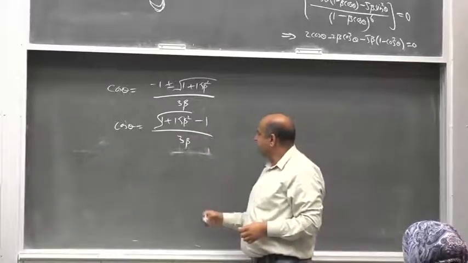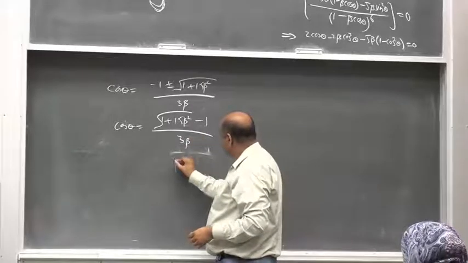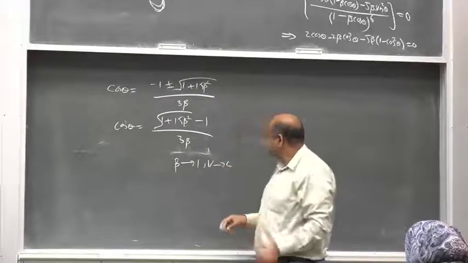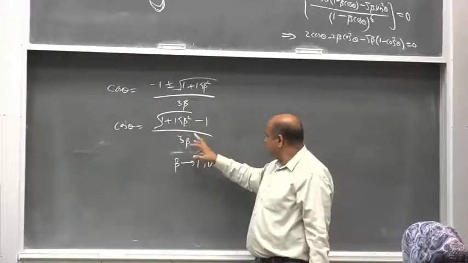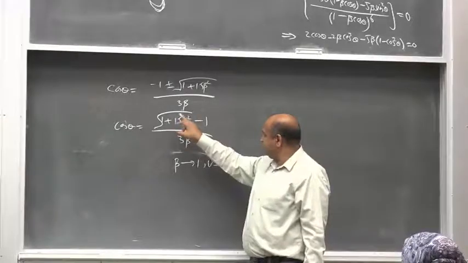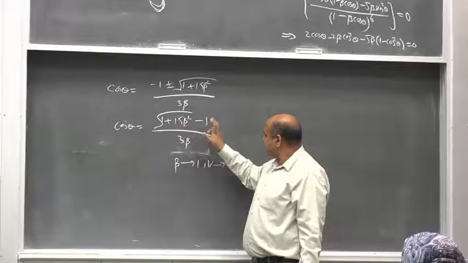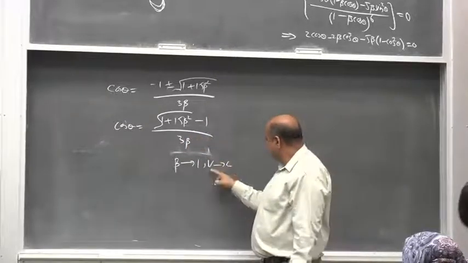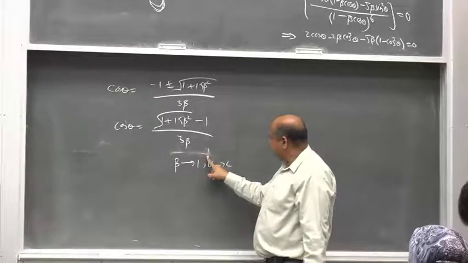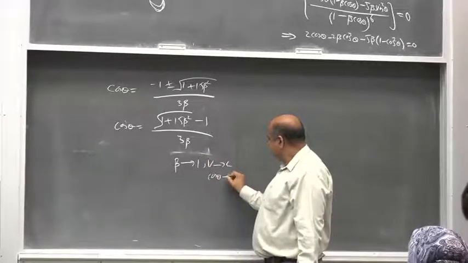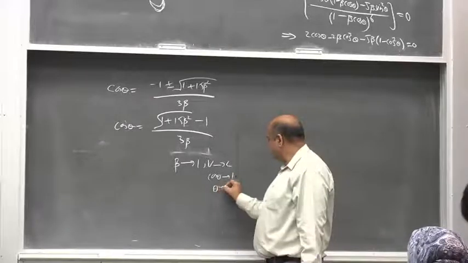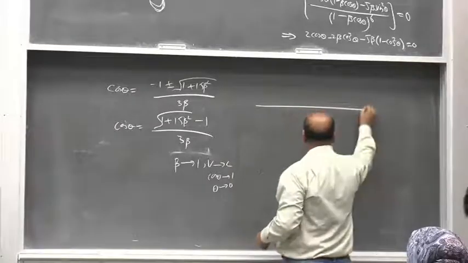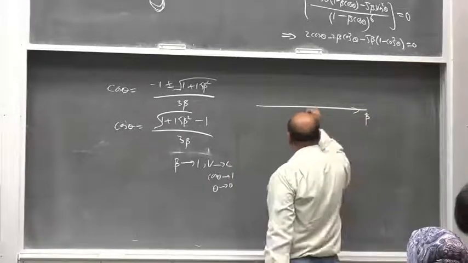Let's see the other part. When beta goes to 1, that is v goes to c, what do we get? When beta goes to roughly 1, this is 1 plus 15, 16, 4 minus 1, 3, 3 over 3, 1. So cosine theta goes to 1, so this is the case that we usually call ultra relativistic. Then theta goes to 0. And in between, the situation would be like this. So this is the direction of motion.